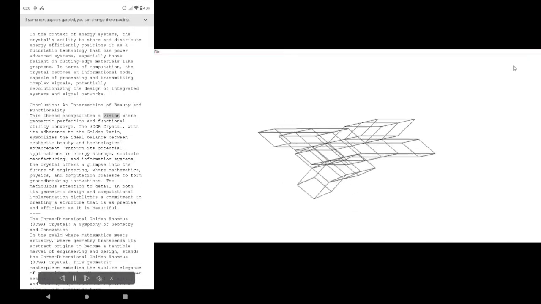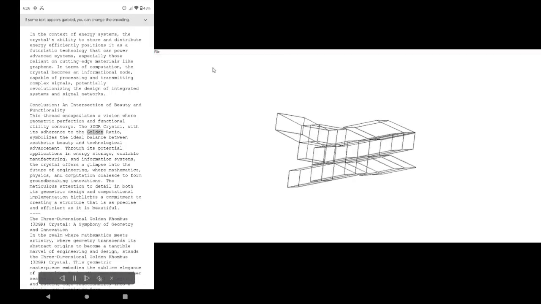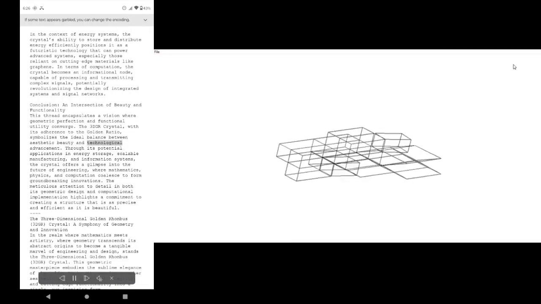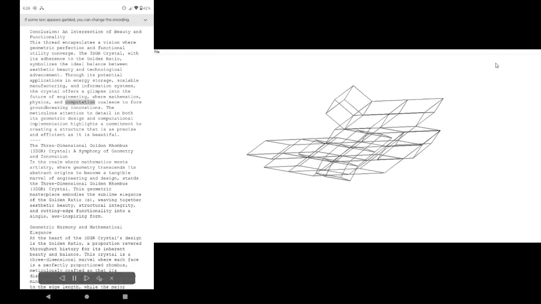Conclusion: an intersection of beauty and functionality. This thread encapsulates a vision where geometric perfection and functional utility converge. The 3DGR crystal, with its adherence to the golden ratio, symbolizes the ideal balance between aesthetic beauty and technological advancement. Through its potential applications in energy storage, scalable manufacturing, and information systems, the crystal offers a glimpse into the future of engineering, where mathematics, physics, and computation coalesce to form groundbreaking innovations.